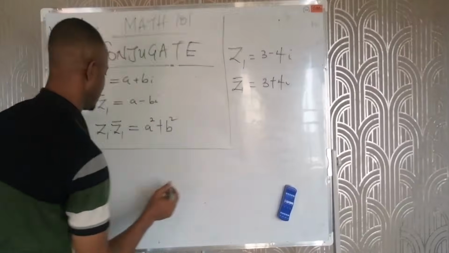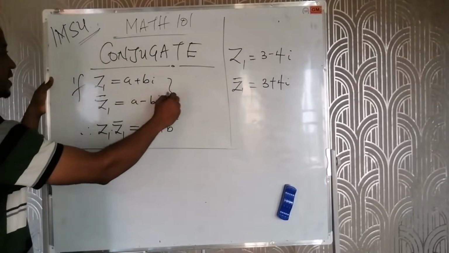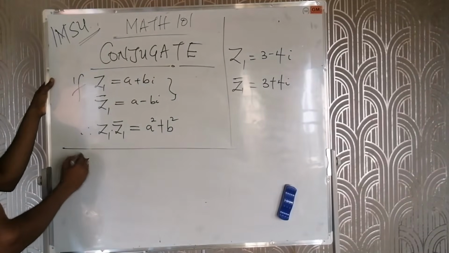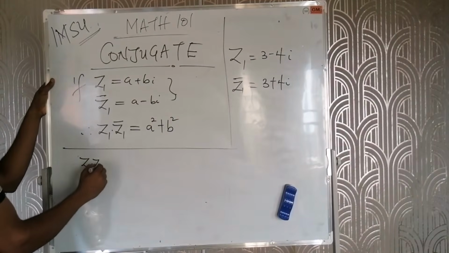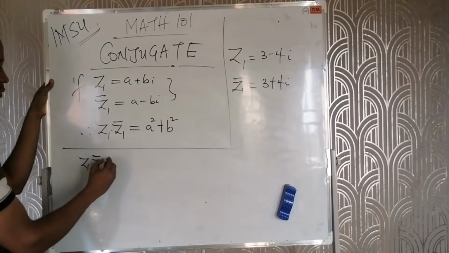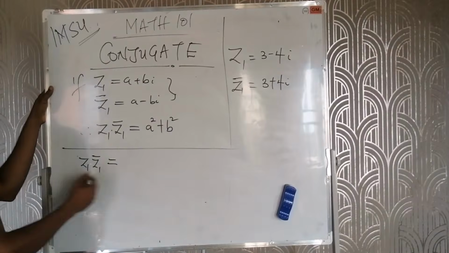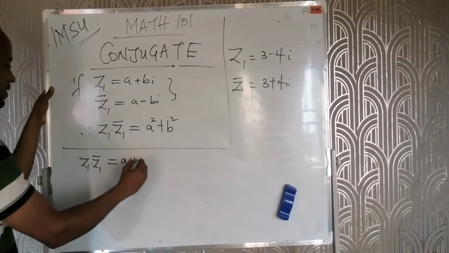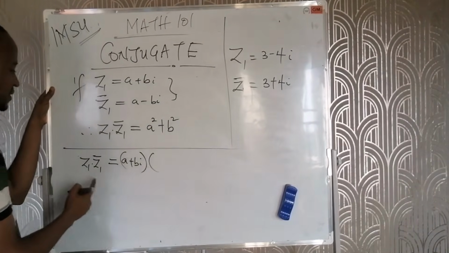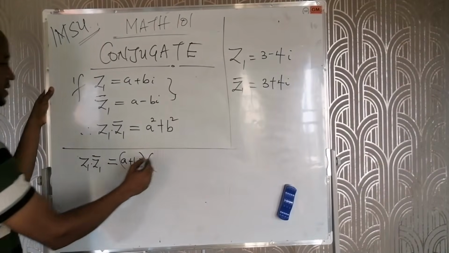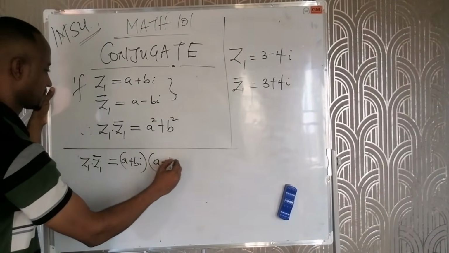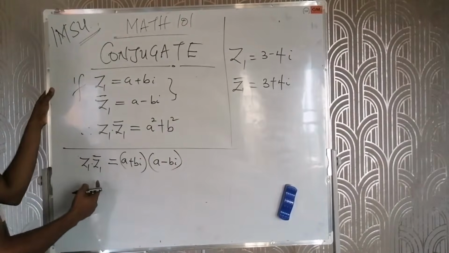I want to prove this, so let's see it together. If these two are conjugates of each other, let's take z1 times z1 conjugate. What's our z1 here? It is a plus bi, times our z1 conjugate, which is a minus bi. Let's multiply this out.